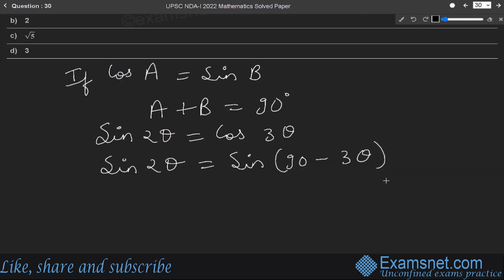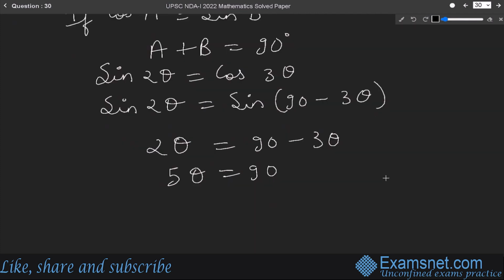Further solving, this sin and sin will be cancelled. So remaining will be 2θ equal to 90 minus 3θ. 5θ is equal to 90, and θ is equal to 90 upon 5, which is 18 degrees.